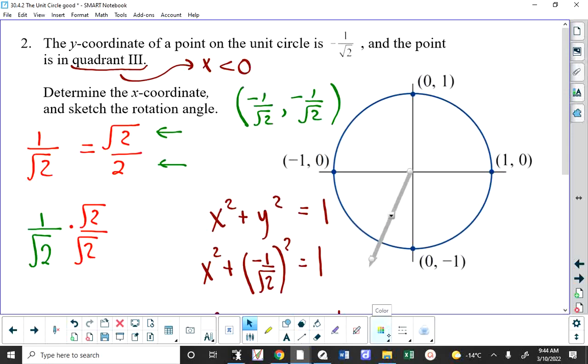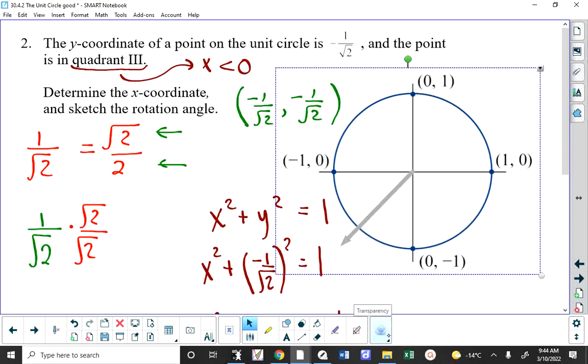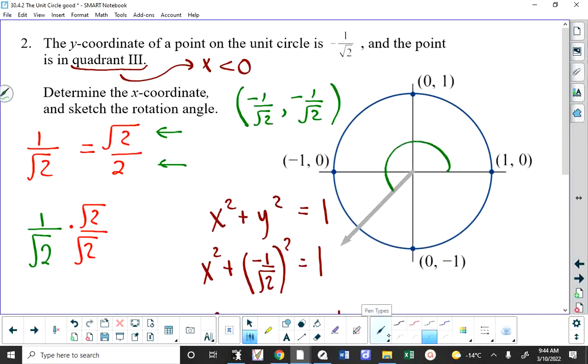Because I'll exaggerate it, if this was where the point was, you can clearly see that the x and y coordinates have different numbers. The only way for them to balance out, I'm not going to get out the protractor, but does that look like about 45 degrees to you? Close enough. So this is the rotation angle, theta, and the point is negative 1 over root 2, comma, negative 1 over root 2, which is important for later when we build this unit circle.